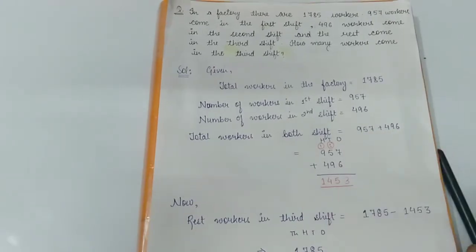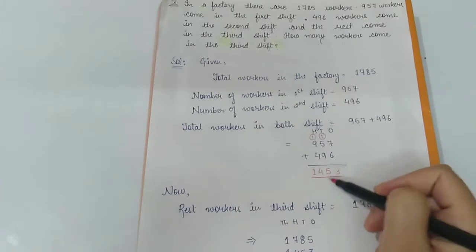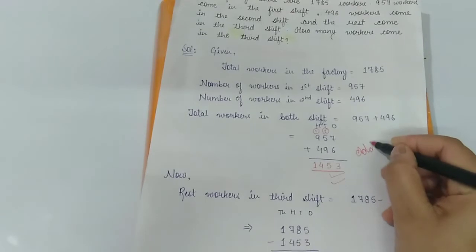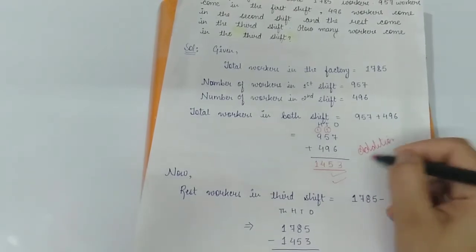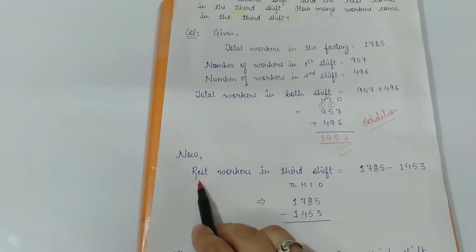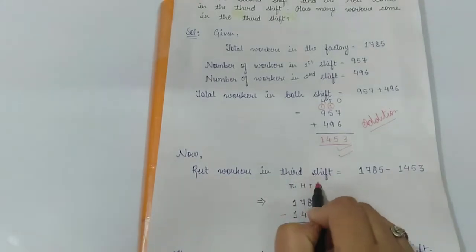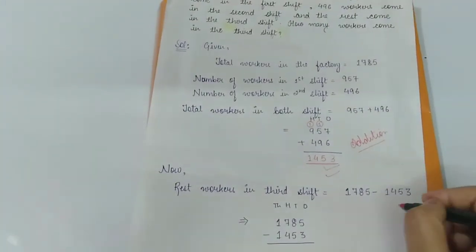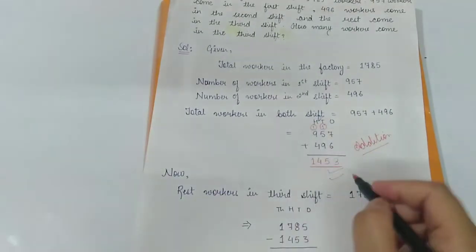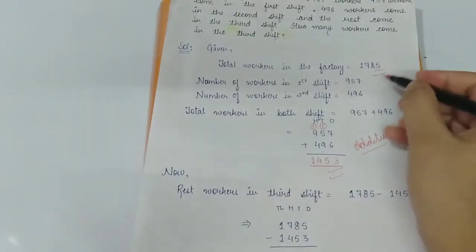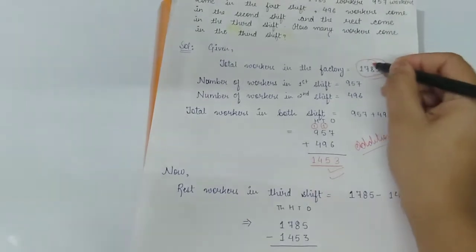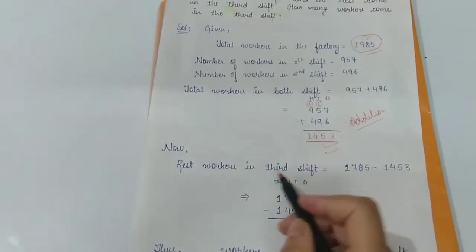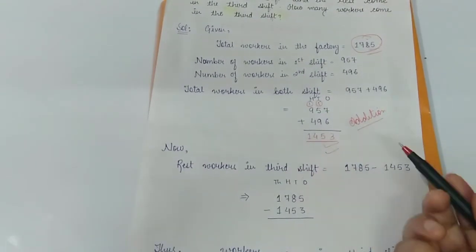957 plus 496. So when we will add, we will get 1453. So here we are doing the addition. Now we have to find out the rest workers who came in the third shift. So how will we find out? We will find out by subtracting the workers in both shifts from the total number of workers. तो जितने भी फैक्ट्री में वर्कर्स होंगे उनमें से अगर हम जो दोनों शिफ्ट में वर्कर्स आए उसे सब्ट्रैक्ट कर देंगे, then we will come to know how many workers came in the third shift.